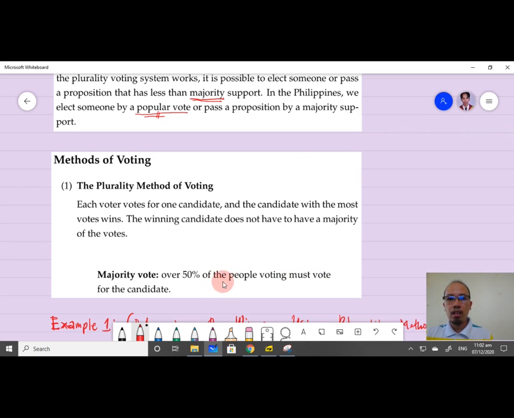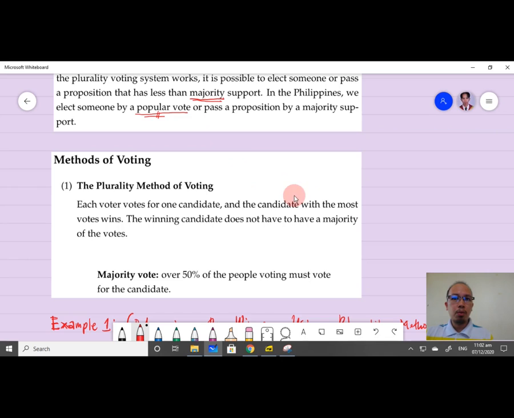Okay, then that proposition will win. That's what we mean by majority vote. When you say popular vote, this is a kind of voting where if you have proposition A, B, and C, and proposition A has the most votes, then that proposition will win. That's the difference between popular vote and majority vote.